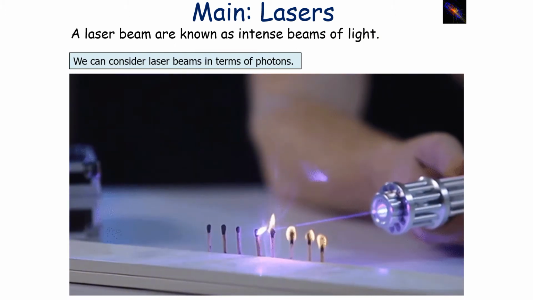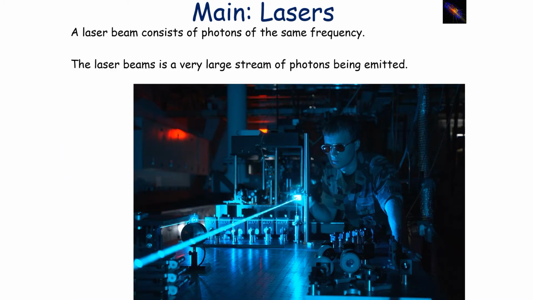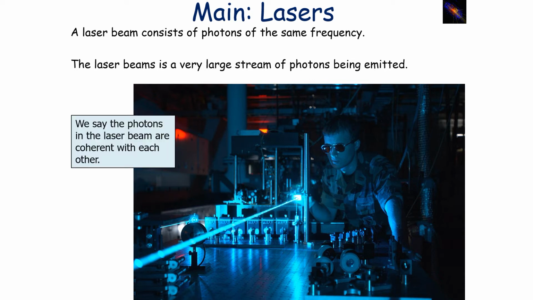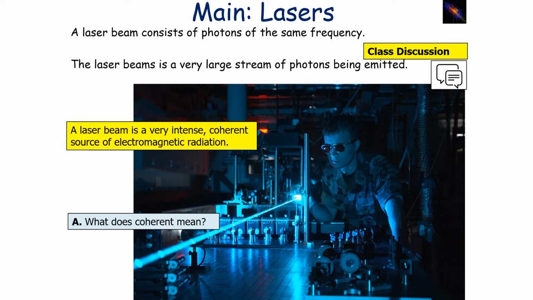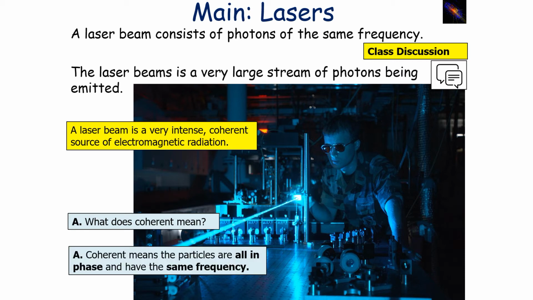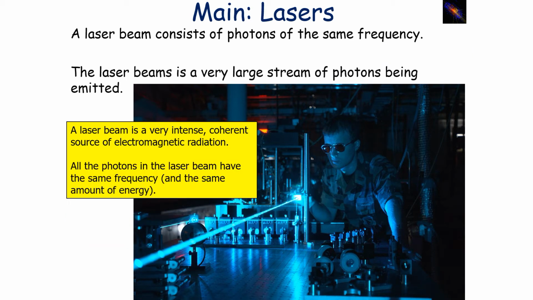Now, a laser beam is an intense beam of light, but we can also consider laser beams in terms of photons. A laser beam consists of photons of the same energy. Laser beams are very large streams of photons being emitted, and we say that the photons in the laser beam are coherent with each other. So our laser beam is a very intense, coherent source of electromagnetic radiation. Coherent means that the particles are all in the same phase and have the same frequency.